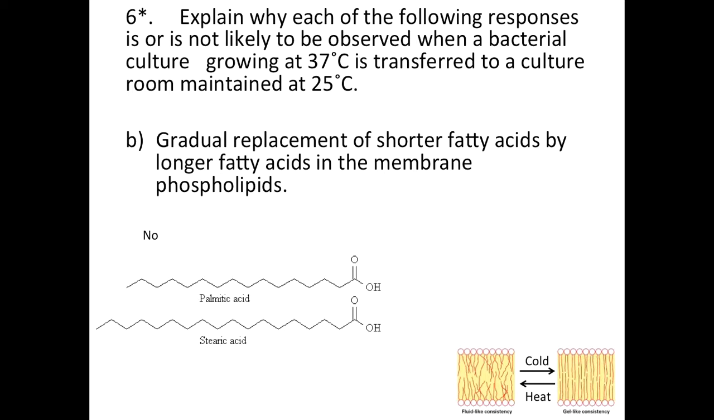Remember that at lower temperature, the plasma membrane is less fluid, so the cell is now responding to increase its membrane fluidity. To do so, the cell would need to reduce the strength of the van der Waals forces between the hydrocarbon tails. And to reduce van der Waals forces, you will need to reduce the size. So the bacteria should be replacing the longer hydrocarbon tails with shorter hydrocarbon tails, and not the other way around.